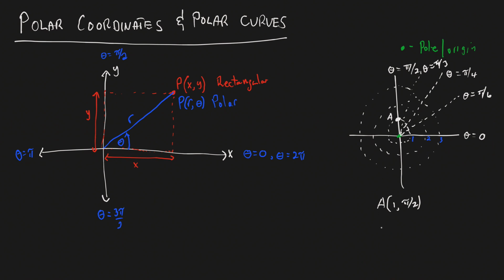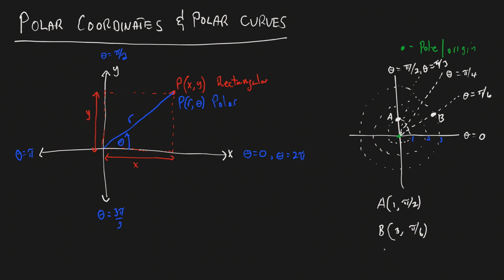Right, let's pick another one. Let's say we have the ordered pair 3 comma pi over 6. Again, if we know that this is a polar ordered pair, then we have to find a circle of radius 3. That's the outer one here, the biggest one that I sketched. And then where does it intersect with the ray? Pi over 6 would be right here. So this would be point B.